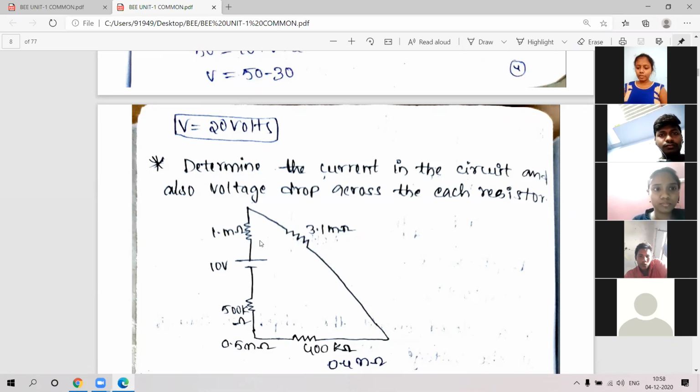I is equal to what? V by R. What is R? R total. How are they connected? They are connected in series. If they are connected in series, you have to add all the values.